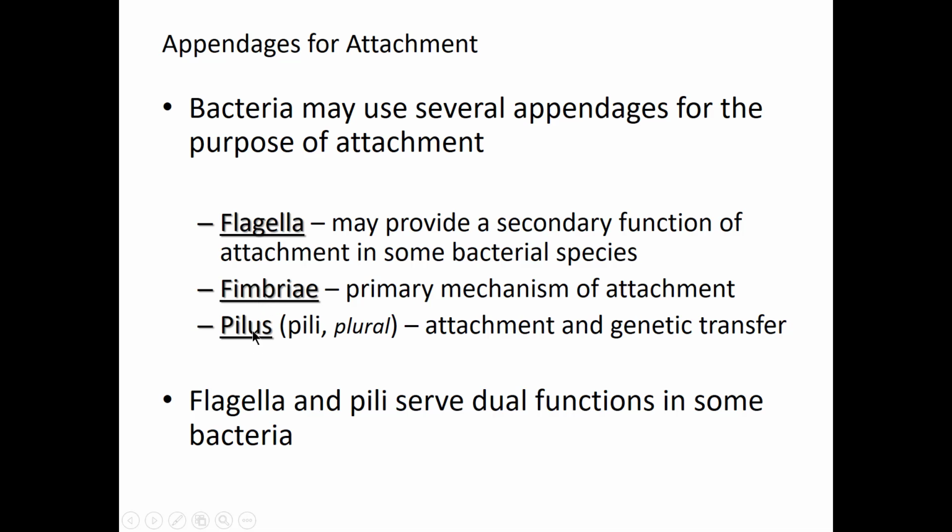These next two down here are really more primarily used for attachment. Fimbriae is really what they do. They are an attachment mechanism pretty much exclusively. And then this last one here is called a pilus. This one is used for attachment and genetic transfer, which we'll talk about briefly here in just a minute. So these are all attachment mechanisms that are in the form of an appendage.